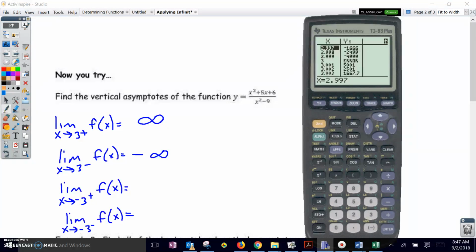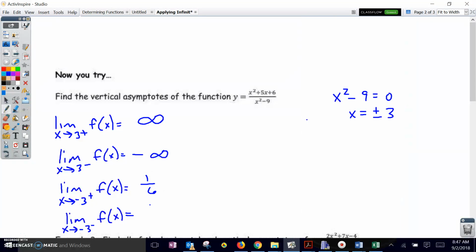I'll go back to my table setup and set up my table around negative 3. And those are both approaching 0.1666666666, which, you may or may not recognize that that's 1/6. It doesn't really matter what it is, as long as it's not approaching infinity. That tells us that there's not a vertical asymptote there. And so in this problem, the only instance of a vertical asymptote that I have is at x equals 3.